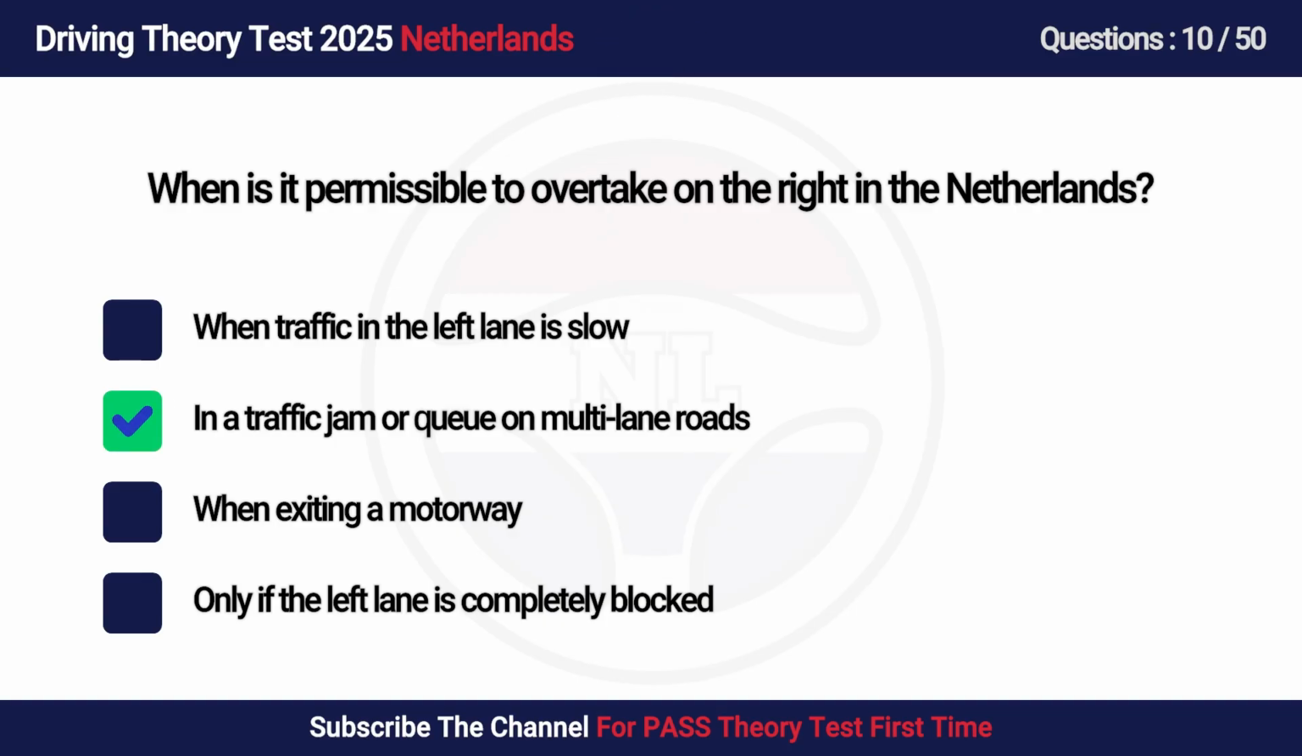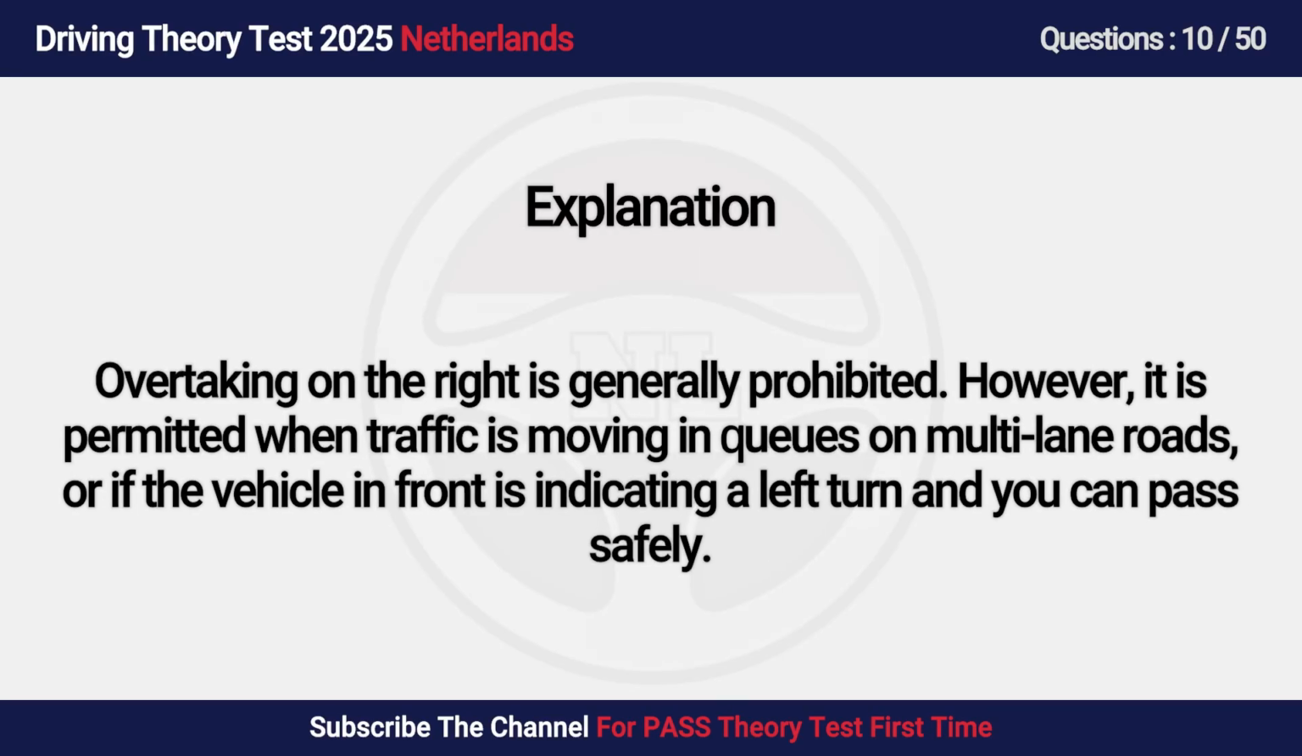Answer is B. In a traffic jam or queue on multi-lane roads. Overtaking on the right is generally prohibited. However, it is permitted when traffic is moving in queues on multi-lane roads, or if the vehicle in front is indicating a left turn and you can pass safely.